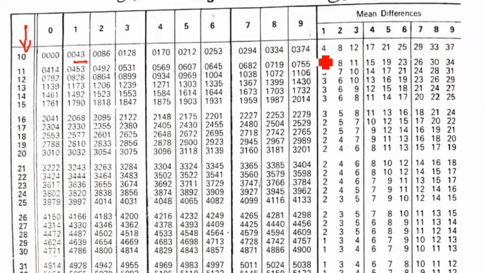Next to this, what is given? There are 9 more columns where you find the mean difference. You just see here, these are the mean difference columns, and there are 9 mean difference columns, 1 to 9. What is this mean difference, and how do we use it? We will see that when we take an example. First of all, just look at this table, how it looks, and what things are mentioned in it. There are a lot of numbers, you see.